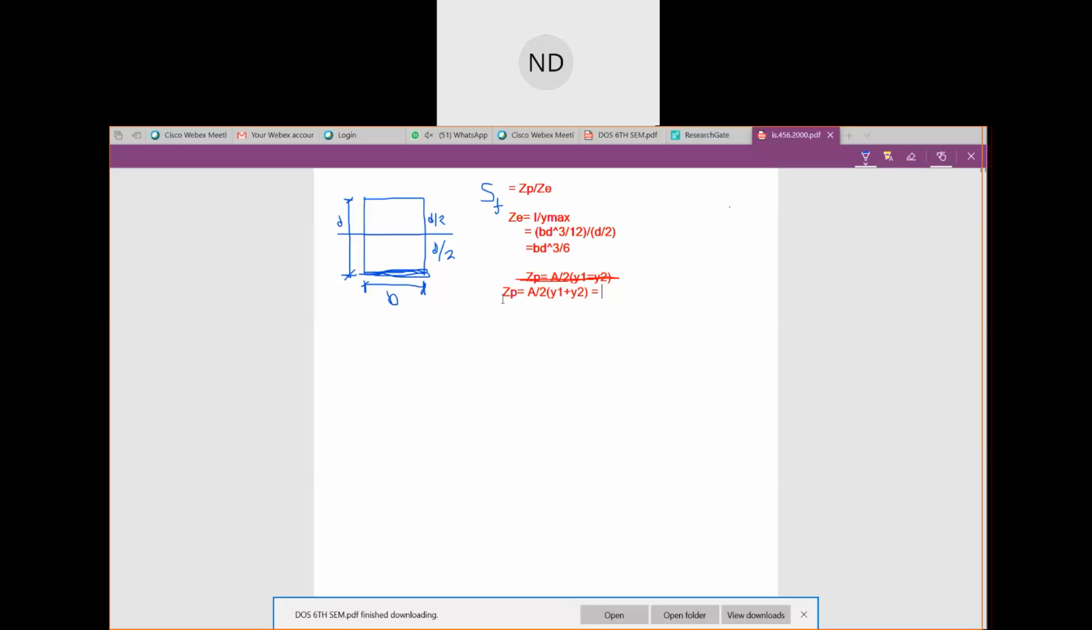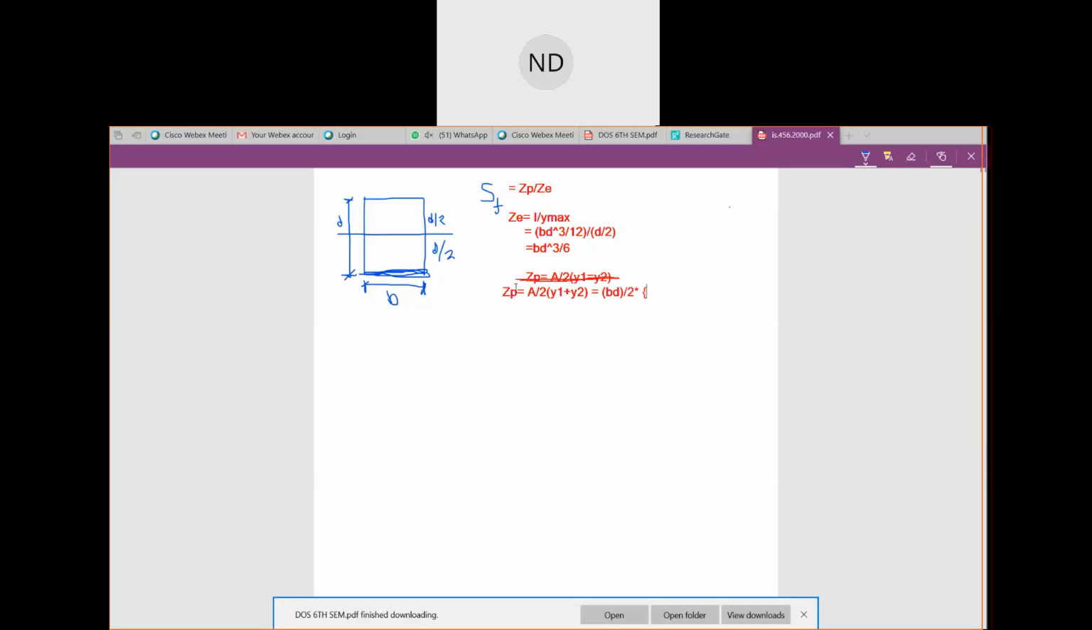Area A is the width into the depth of the rectangular section, so the area is B into D. Then A by 2 is B into D by 2. This is multiplied by Y1 plus Y2.